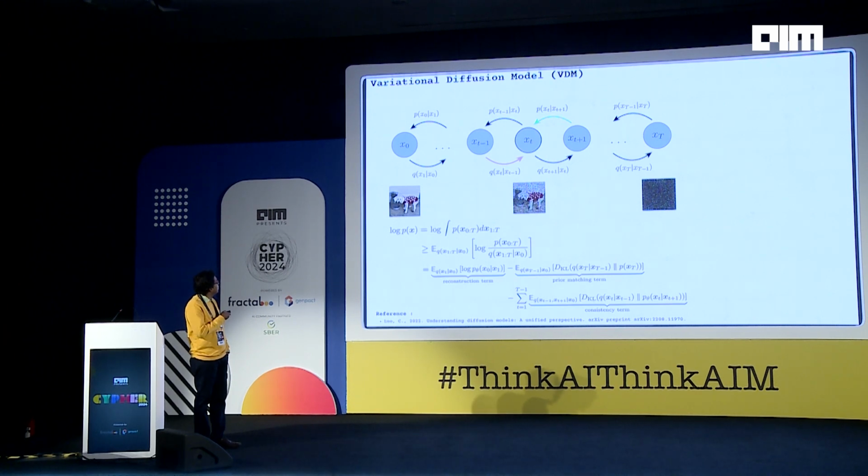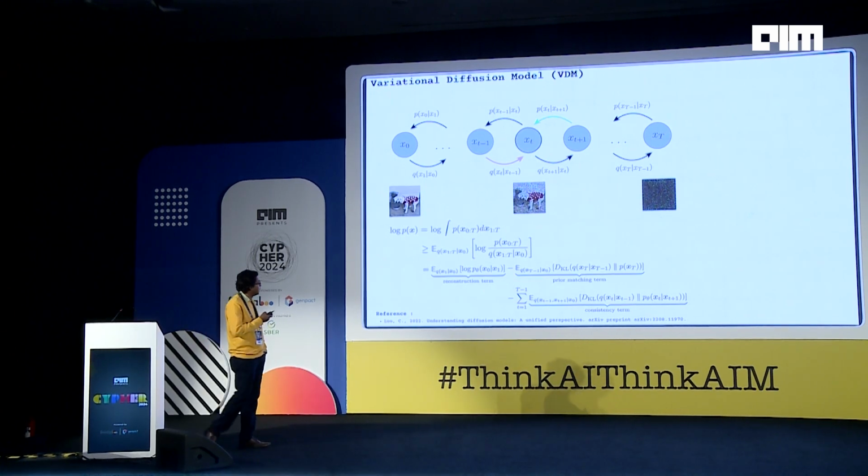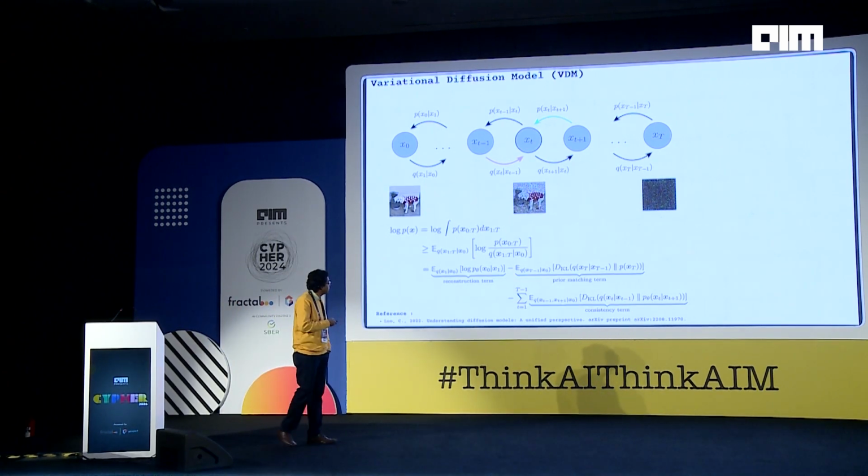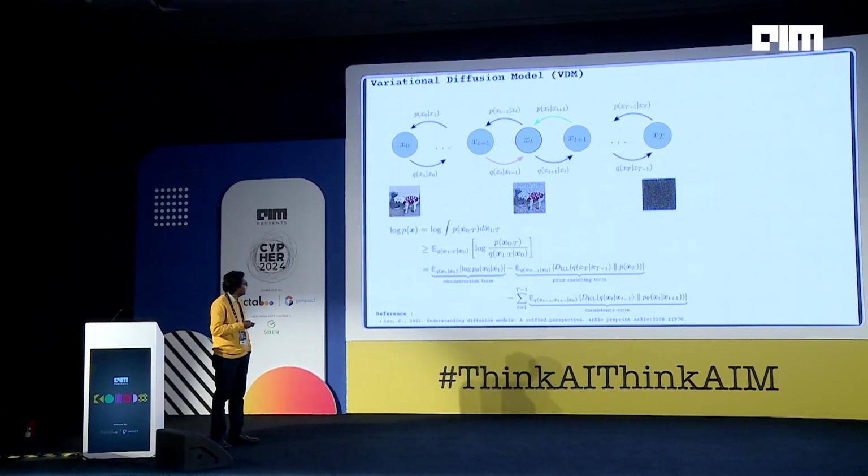So when I go from signal to noise, this is my q of xt given xt minus 1. And when I come from noise to signal, that means p of xt given xt plus 1. The difference between this kind of distributions is to be minimized. This is called the consistency term. So this is clear, right? This is where I will try to minimize this, right? Okay? Now these two terms are pretty straightforward. That's why this is called consistency.